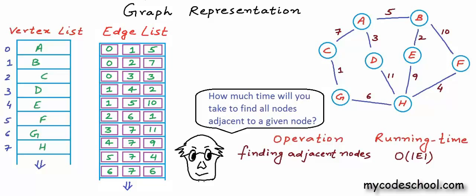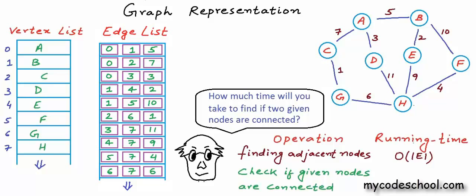Okay, now another frequently performed operation can be finding if two given nodes are connected or not. In this case also we will have to perform a linear search on the edge list. In worst case, we will have to look at all the entries in the edge list. So worst case running time would be proportional to number of edges. So for this operation too, time complexity is big O of number of edges.